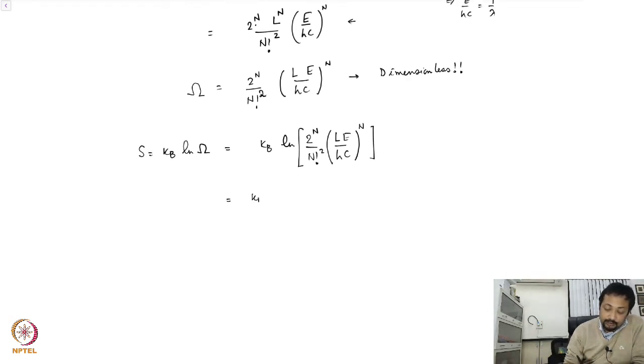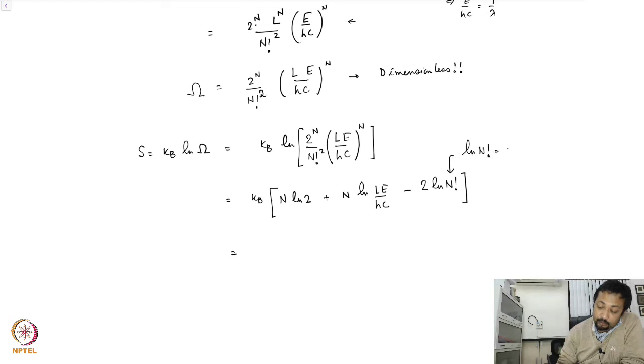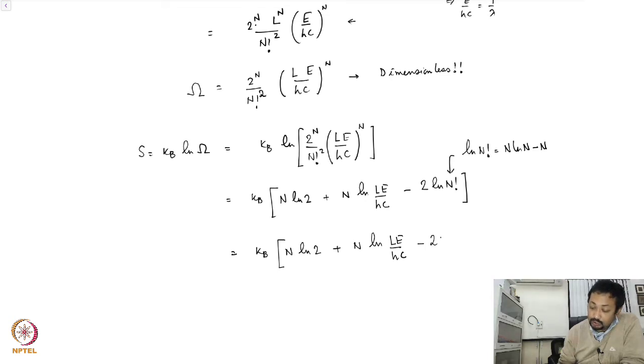Let's open the bracket and split everything up. I have n ln 2 plus n ln(LE over hc) minus 2 ln of n factorial, which in the thermodynamic limit I can use Stirling's approximation for, which tells me ln n factorial is n ln n minus n, and one has k_B times n ln 2 plus n ln(LE over hc) minus 2 n ln n plus 2n.